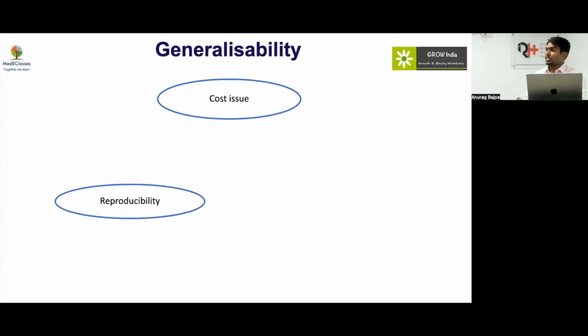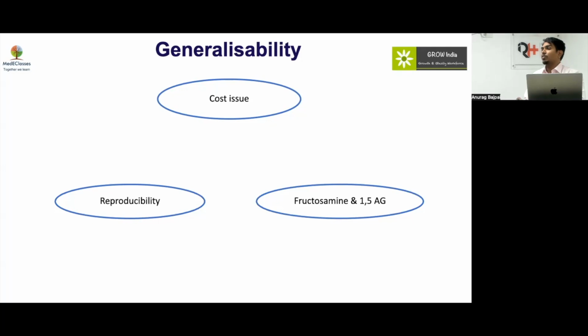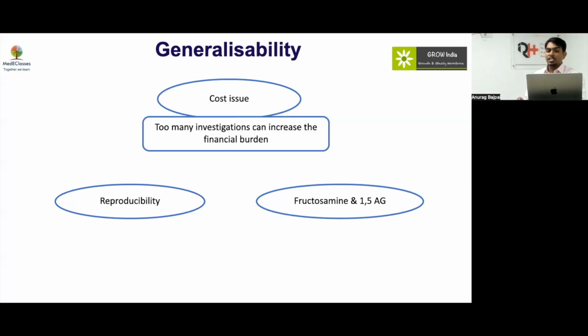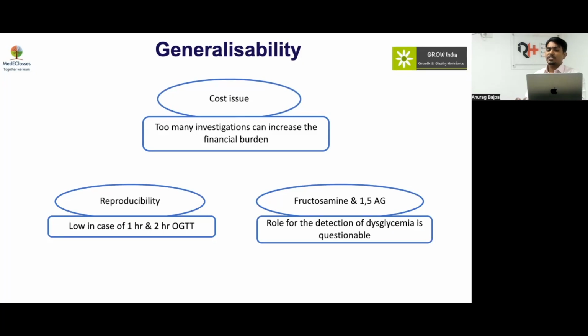So if we see the generalizability, then the cost is an issue in the Indian perspective, because in an Indian OPD, we can't do this investigation for all the patients. And here the 1 hour OGTT has a limited value because of the reproducibility issue, and the role of fructosamine in this setting is questionable.